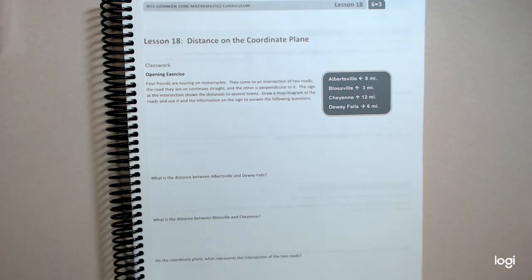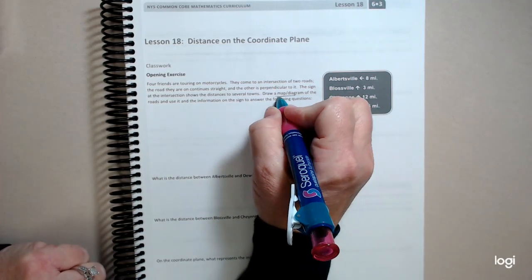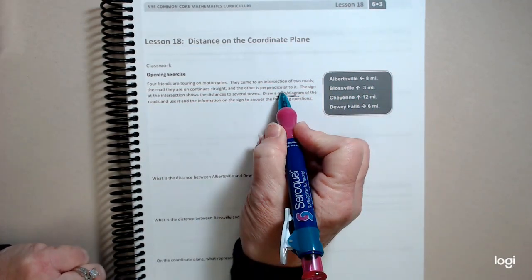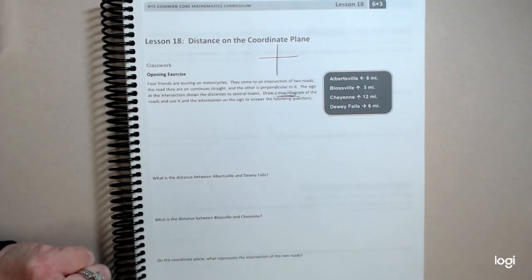The road they are on continues straight and the other is perpendicular to it. The sign at the intersection shows the distance to several towns. Draw a map diagram of the roads and use the information on the sign to answer the following questions. So the first thing we need to do is make our map or diagram. Perpendicular lines are lines that look something like this, which is like our coordinate plane.